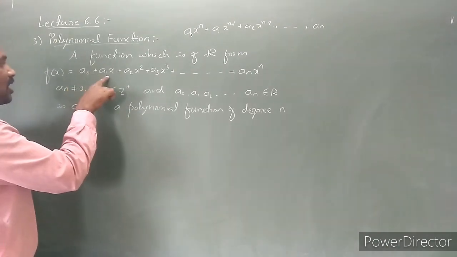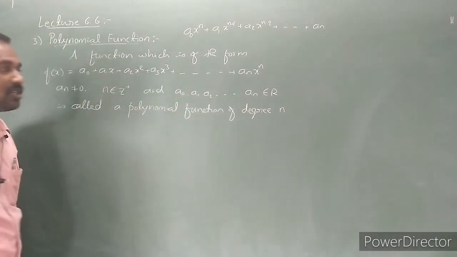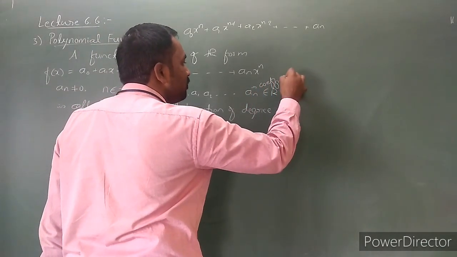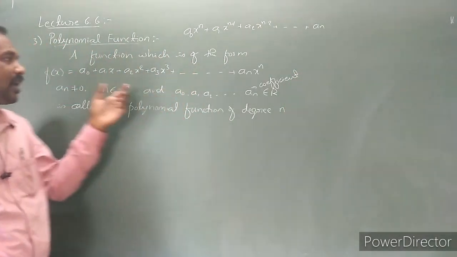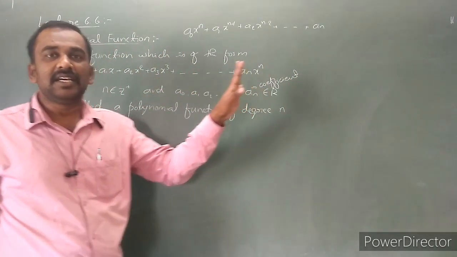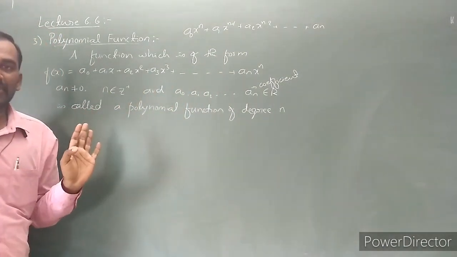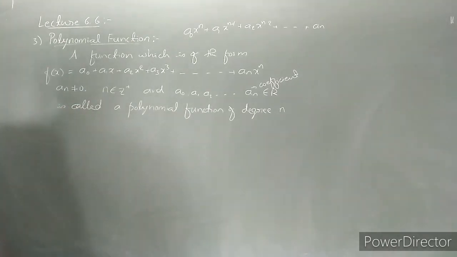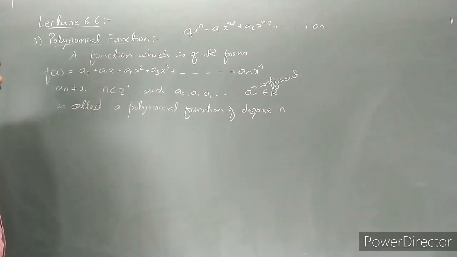And these a0, a1, a2, a3, and so on, what are these? These are the coefficients. These coefficients can be taken as any real numbers. So this is called a polynomial function of degree n. Obviously, it is a polynomial function after placing any real numbers for a1, a2, a3, and so on.